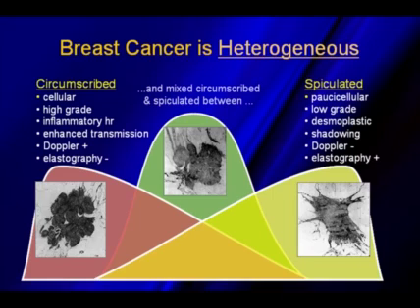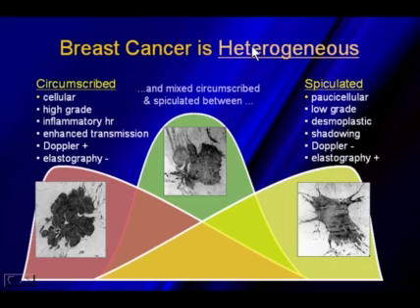If we look at this chart, you can see the heterogeneity of breast cancer. We've got one end of the spectrum where we'll have lesions that are very well circumscribed. On those, we'll see lesions that are extremely cellular. You may have high-grade lesions, ones with an inflammatory reaction, enhanced through transmission. These are ones that are positive on color Doppler. On the opposite end of the spectrum, we have our spiculated lesions. They tend to be more paucicellular. They're low-grade cancers. They host a desmoplastic reaction. We'll see shadowing behind those. These are typically negative with color Doppler.